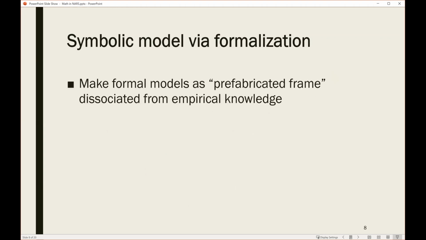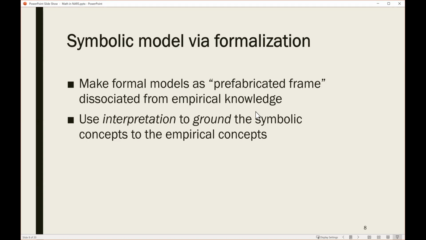That's a formalization or a symbolic system and so on. So you make them as some kind of abstract framework or template, which is by definition completely disassociated from empirical knowledge. Of course, that's where it comes from, and that's how you use it, but that's a separate step. You use interpretation to ground the symbolic concepts to the empirical concepts.